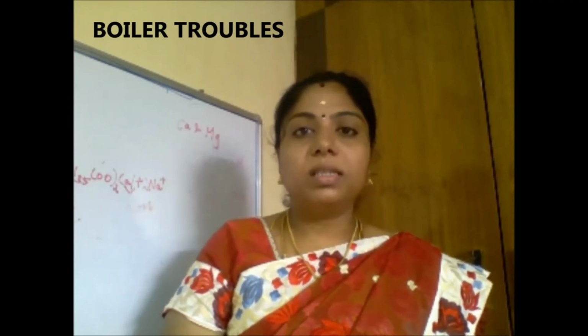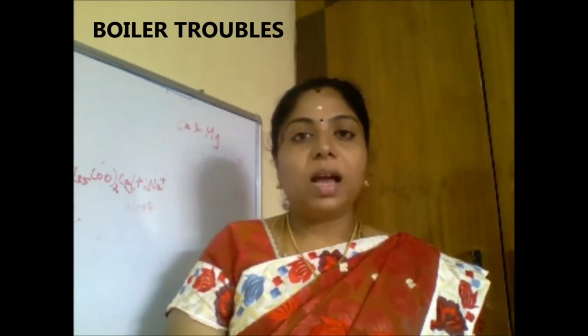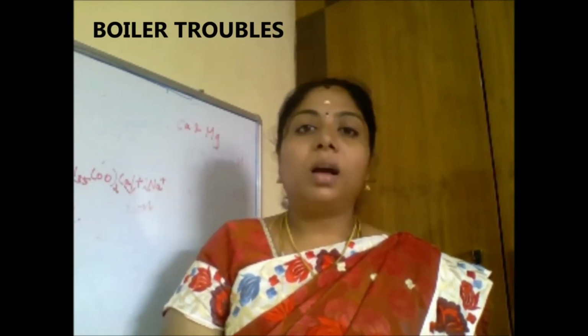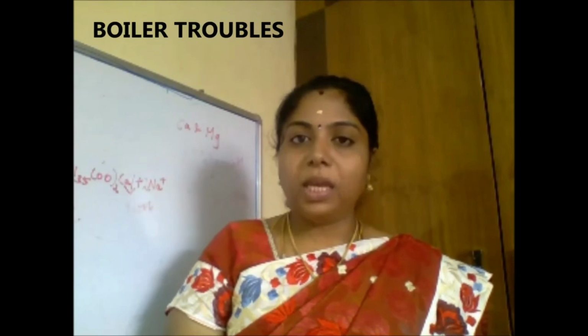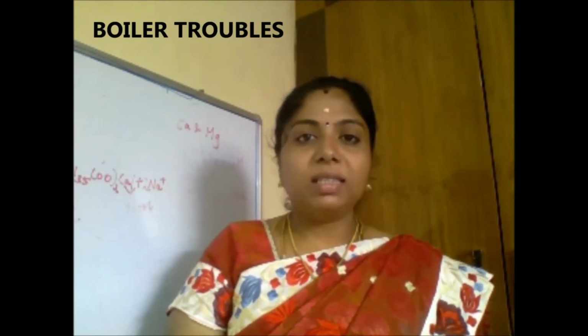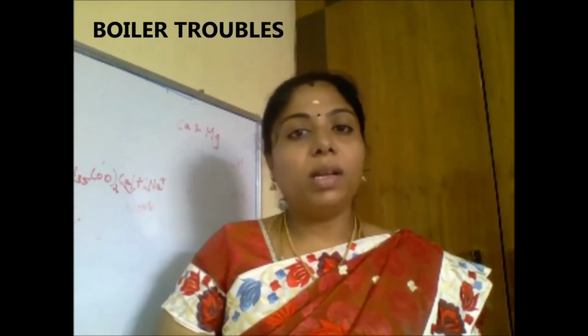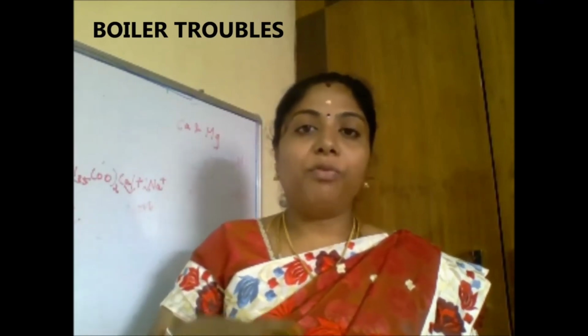The first one is priming and foaming, and the second one is caustic embrittlement, and the third one is scales and sludges, and the fourth one is boiler corrosion. The first one is priming and foaming. When we use water which contains some impurities like oil and greases, when the water is continuously boiled in the boiler, it will form a foam on the surface of the boiler. That is known as priming and foaming. It is one of the troubles.